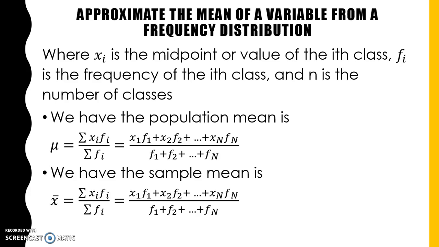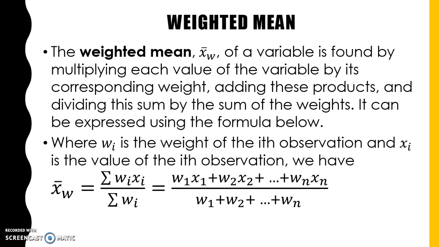To do that, we find the midpoints for all the classes, then take each midpoint, multiply it by its frequency, add all of those up for each class, and then divide by the sum of the frequencies. Notice we compute the same thing for either the population mean or the sample mean, but there's a different symbol representation for each. We also have what we call a weighted mean, which looks very similar.